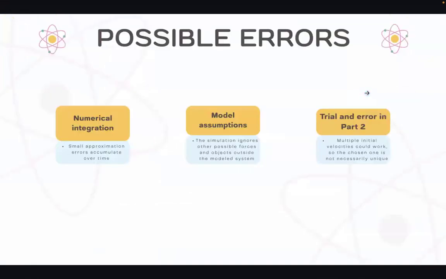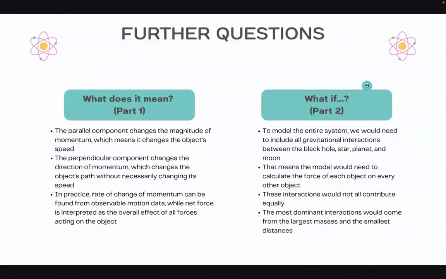And some possible sources of error in this lab come from the fact that the simulation uses numerical integration. So small approximation errors accumulate over time. Another source of error is model assumptions because the simulation ignores any forces or objects outside the model system. And in part two, I used trial and error, so the velocity I found is not necessarily unique. Other valid initial velocities could also work.